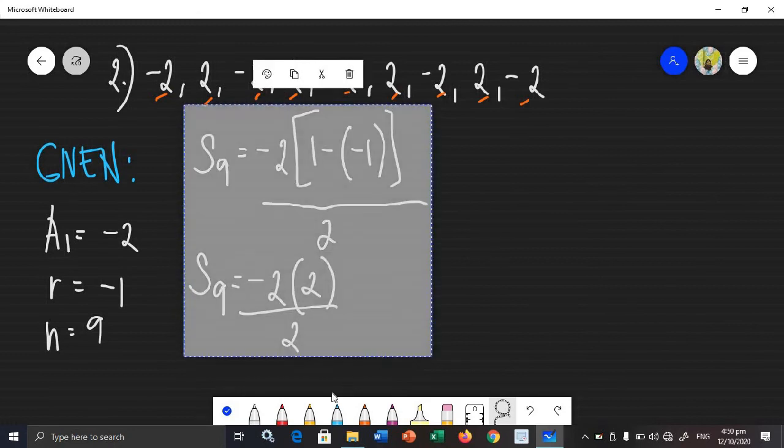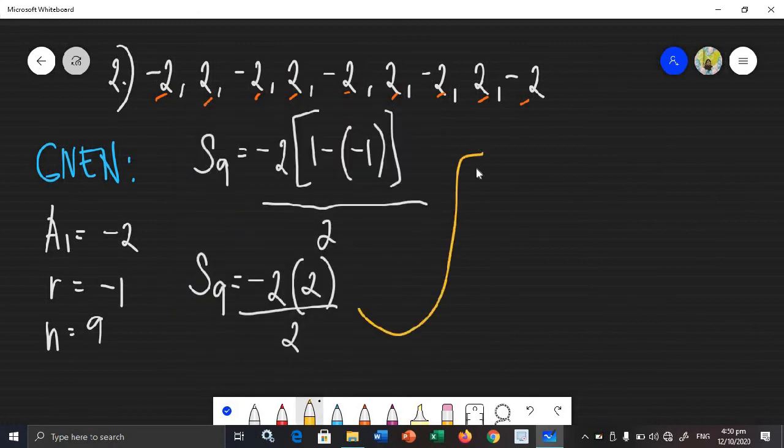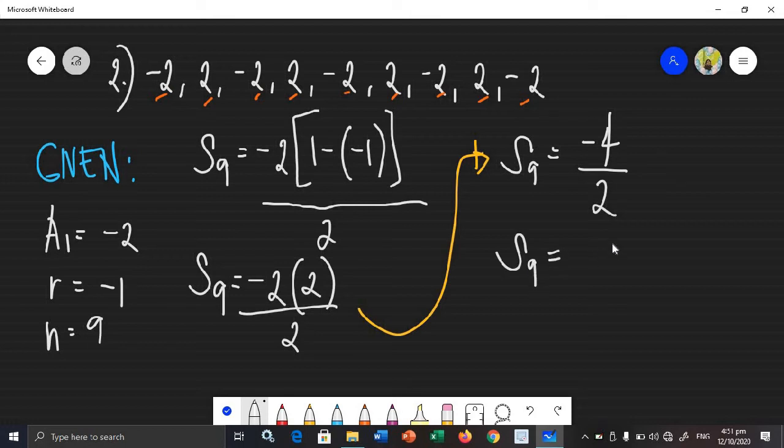Move lang natin. I'm going to continue the solution here. So, S sub 9 is equal to negative 2 times 2. The answer is negative 4 all over 2. So, S sub 9 is equal to negative 4 over 2. The answer is negative 2.